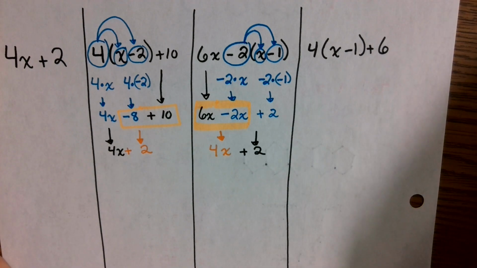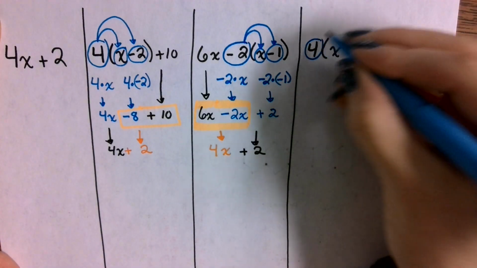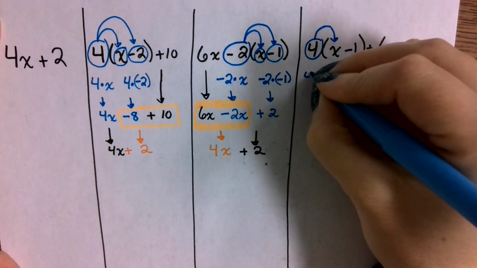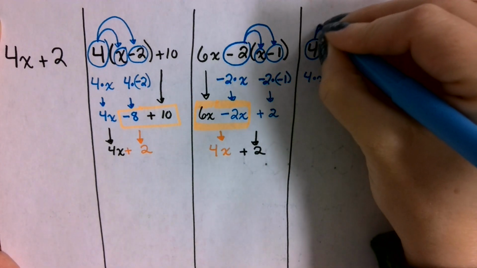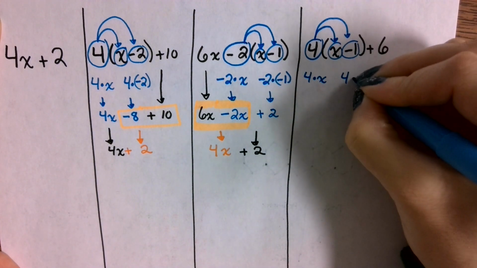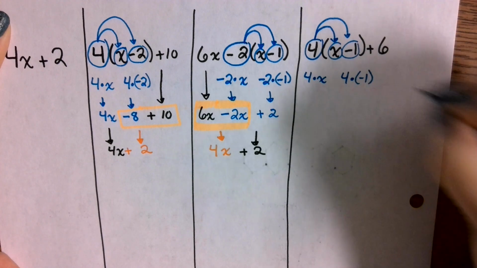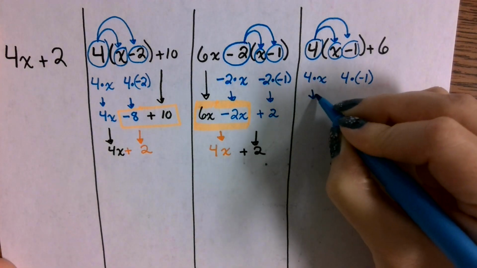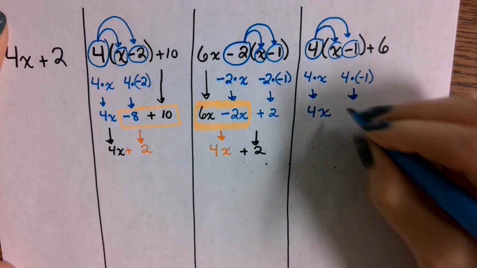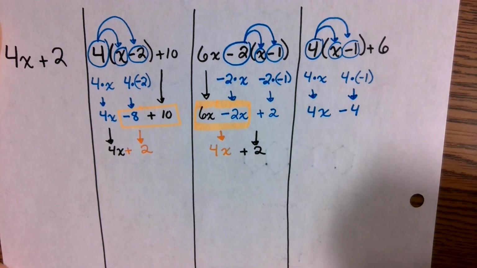All right, so let's take a look. What you should have done is distributed this 4. You should have done 4 times the x, and then 4 times -1. Okay, when we do 4 times x, that's going to come out to 4x. When we do 4 times -1, that comes out to -4.